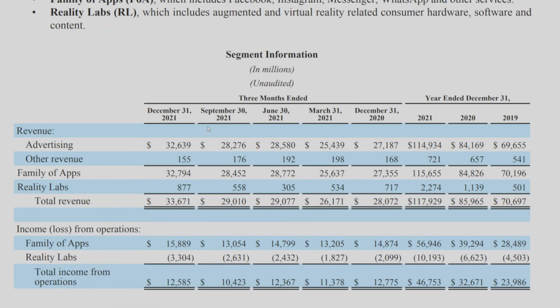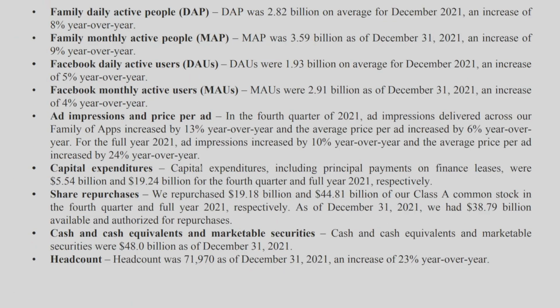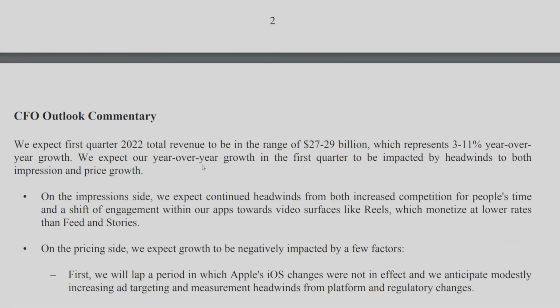Let's quickly go back up and see what the total revenue was for the previous quarter. And we can see that the total revenue was 33.67 billion. Based on this information alone, we can assume that the net income will also be lower in the first quarter of 2022. Obviously, things can change, but this is a great starting point.